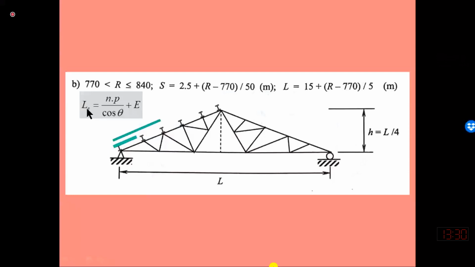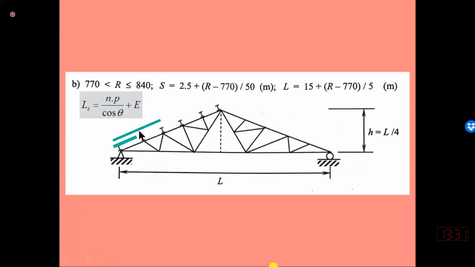The length of the sheet will be equal to the panel length. Panel length is actually the horizontal distance from here to here. If I divide this panel length by cos theta, I will have this inclined distance. So the sheet length is n times panel length divided by cos theta, plus E. E is the end lap, because we need to provide half the end lap on one side and half the end lap on the other side.